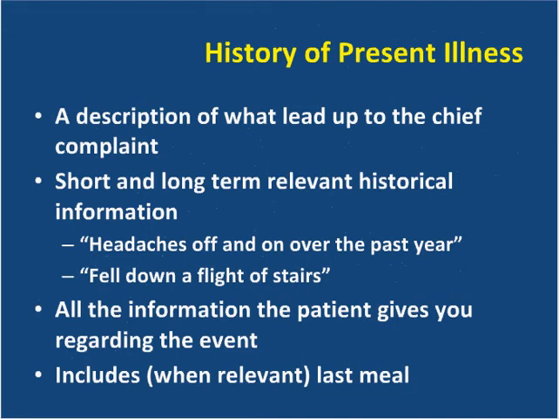Now, the history of present illness really fleshes out and gives a much better description of the chief complaint. So it describes what led up to the chief complaint, what things are related to the chief complaint. There can be short and long-term relevant historical information, and you really record in this place all the information the patient gives you regarding the event. When it's relevant, you'll want to know when the patient's last meal was eaten, and that has some significant implications for surgeries or for causes of some types of pain.